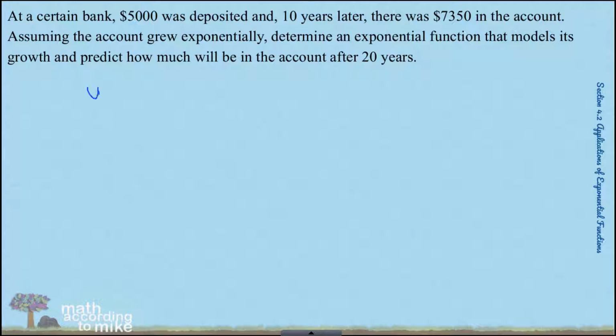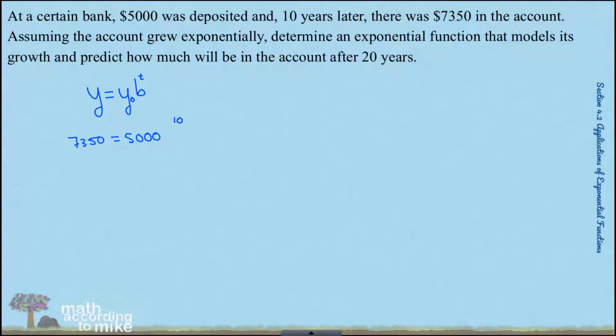There's actually another way you can write an exponential equation without an e. You could write y equals y sub 0 b to the t. You can make it look like an exponential function from the beginning of this chapter. So we know that $5,000 was deposited, which means we're starting with $5,000. We know that in 10 years, so when t is 10, we had $73.50.